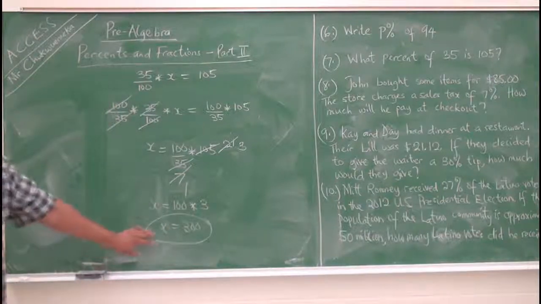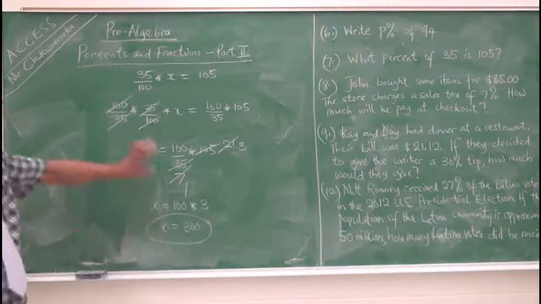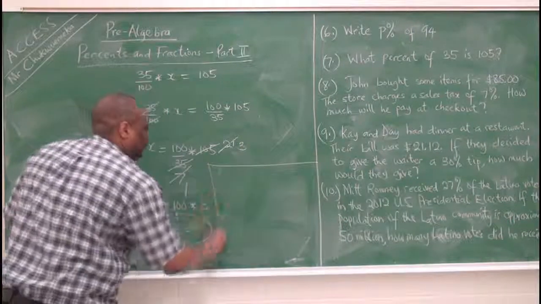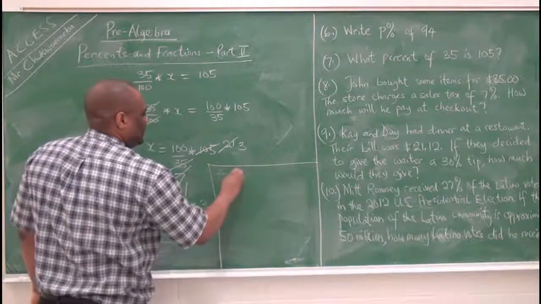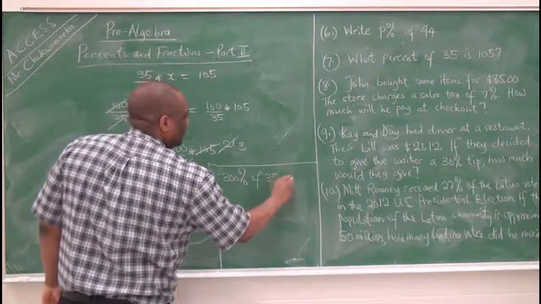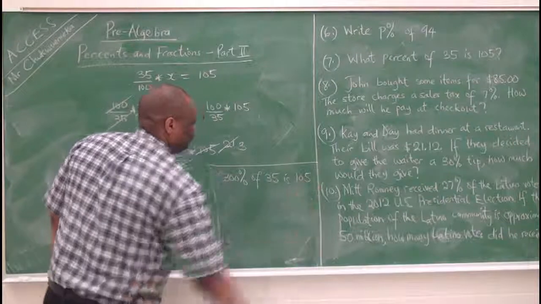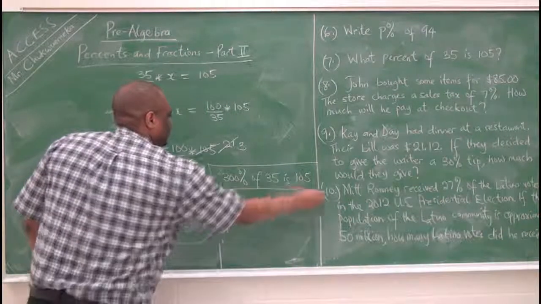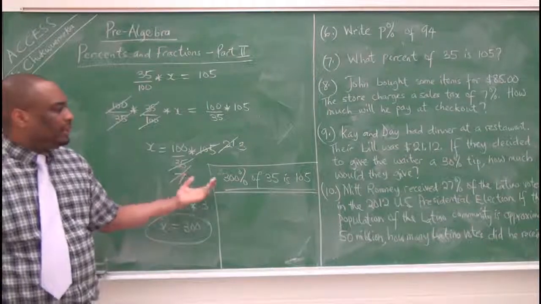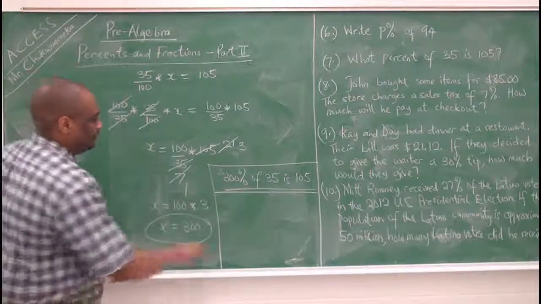So what does this mean? This means that 300%, what does this mean? It means that 300% of 35 is 105. That is what it means. And can you check this to see whether it's true? Let us just check this to see whether it's true.